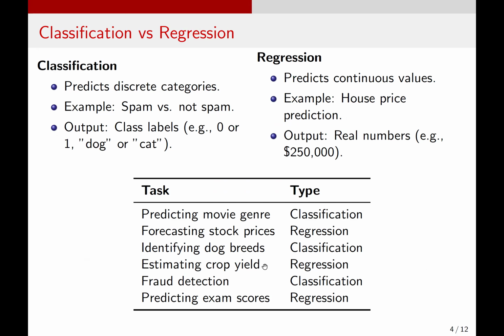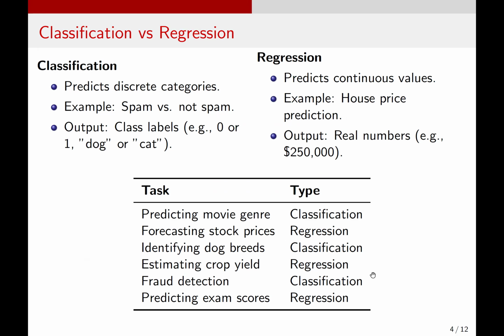Down here we see some tasks and whether they are classification or regression tasks. Task one, predicting movie genre. Of course, that's classification. Maybe based on the trailer or something like that, you want to say this is an action movie, this is a comedy, and things like that. Forecasting stock prices, clearly that's regression. Identifying dog breeds, that's classification. Estimating crop yield, that's regression. Fraud detection, so you want to know if a transaction is a fraud transaction or not, that's classification. Predicting exam scores, that's regression.